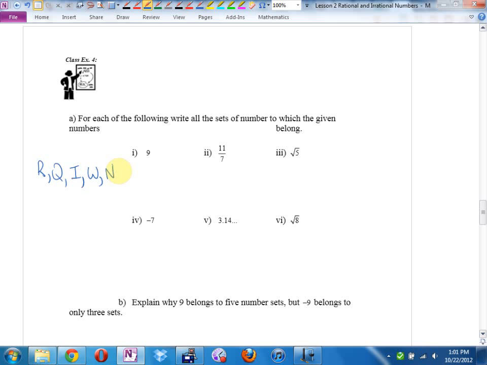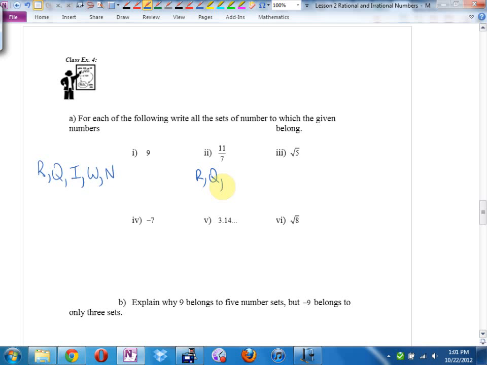11 over 7. Is it a real number? Yeah, everything right now is a real number. Is it a rational number? Can you write it as a fraction? Mr. Dewick, it is a fraction. Oh, okay, good point. Q. Is it an integer? No. Oh, then we're done. Because if it's not an integer, then it can't be a whole and it can't be a natural. Let's make that Q a little bigger, better.